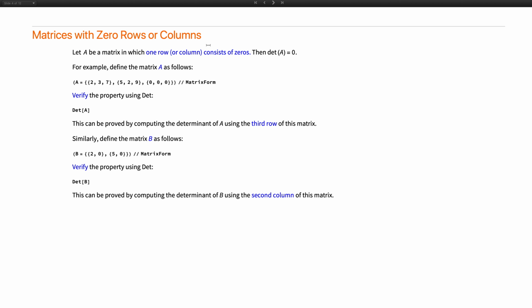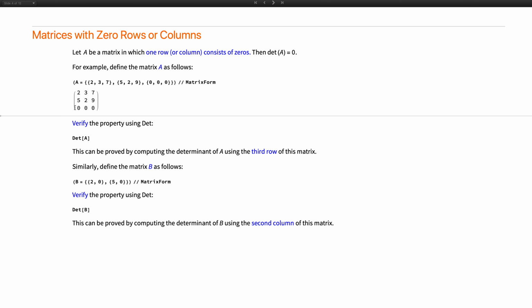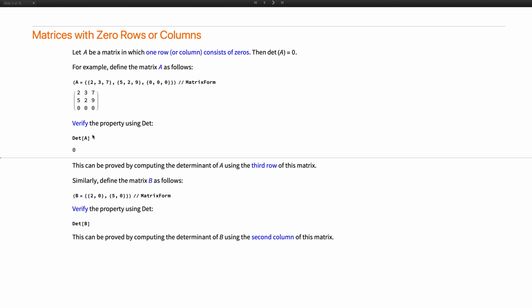Okay, on to the next property, which is if you have a matrix with a 0 row or column, then something very special happens. So let's say you have a matrix A in which one row or one column consists of zeros, then the determinant itself is 0. Let's say over here you have a matrix in which the third row is 0, then its determinant is also 0. And if you had to prove it, you would expand the determinant using the third row of the matrix.